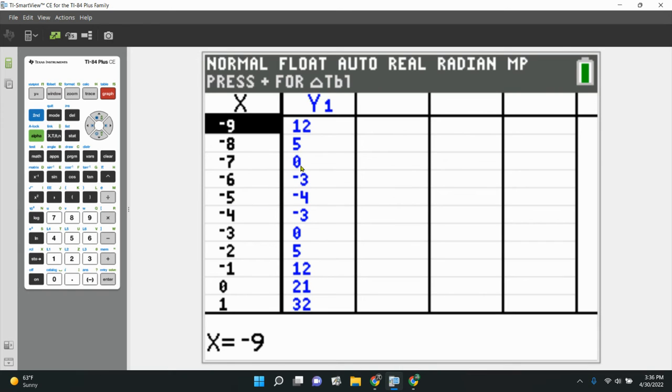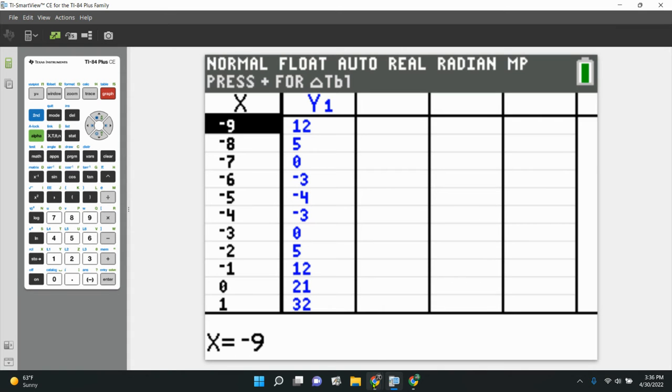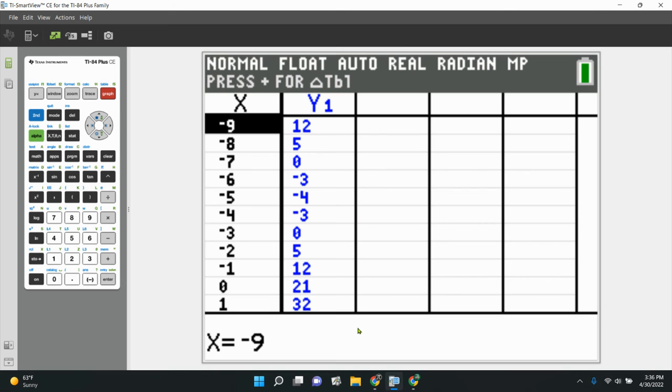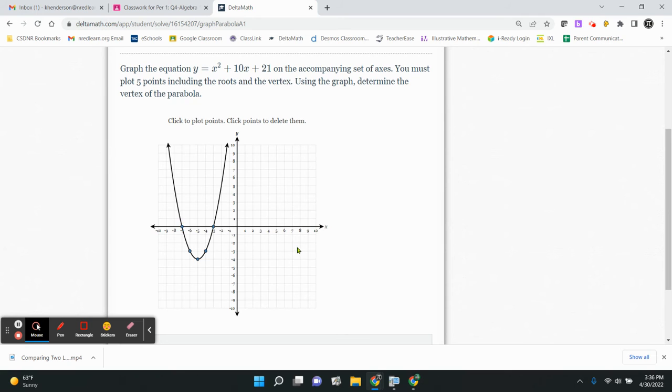So I see it's going lower, lower, lower, then it starts going higher, higher, higher. And here is the vertex, negative 5, 4, negative 6, 3, negative 5, negative 4, negative 6, negative 3. And then the zeros are negative 3 and negative 7. There's my 5 points.